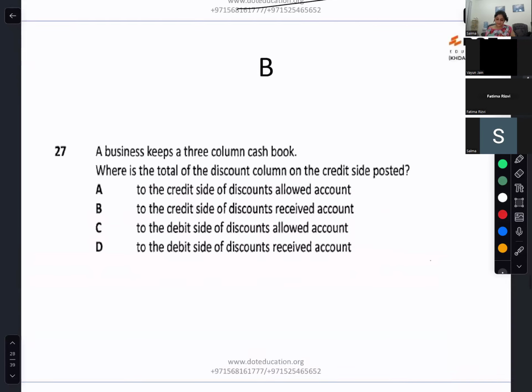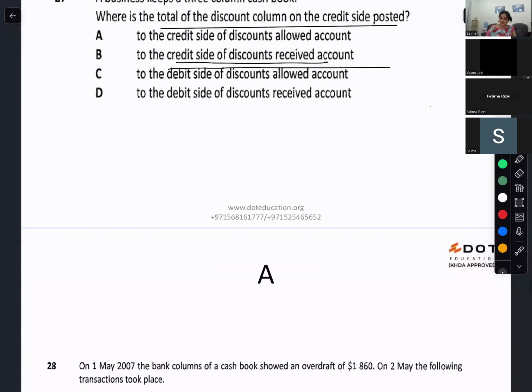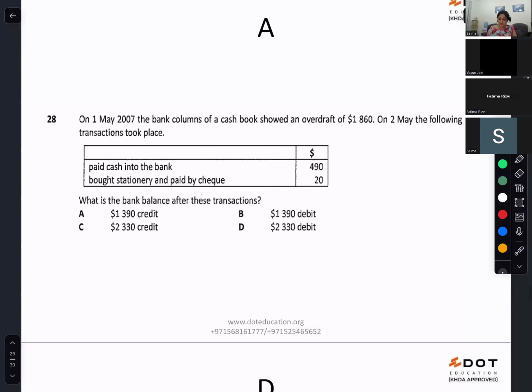Vayun, a business keeps a 3-column cash book. Where is the total of the discount column on the credit side posted? In the discount column, the credit side is all the discounts that are received. Therefore, it's B, on the credit side of the discount received account. Yes, miss.